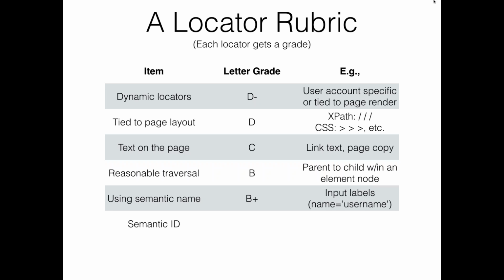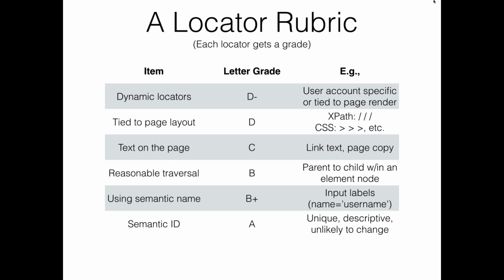And then the gold standard would be a semantic ID. A for that, and those are, of course, ones that are unique, descriptive, and unlikely to change. So IDs that don't contain numbers, that denote something helpful and informative about the thing that you're trying to interact with. Going back to the login form example, if a username input field has an ID of username, then you could just do ID equals username, and you're off to the races.